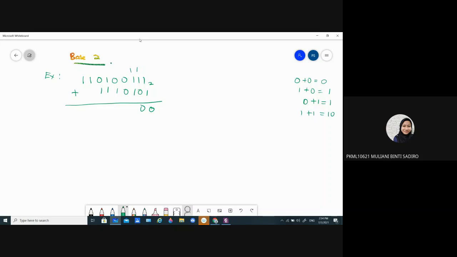So what do we have here? 1. You can add this if you want. So 1 plus 1 is 10, plus 1 is 11. So 11. If we group 1, we have 1 here, and so on, giving 011001010. So this is the answer. Okay, correct. Any problems with addition of base 2? No.